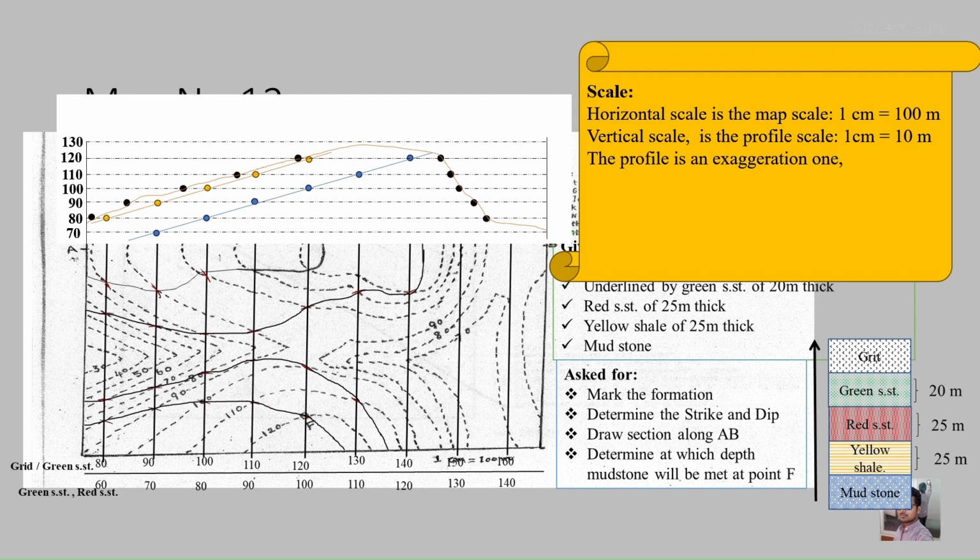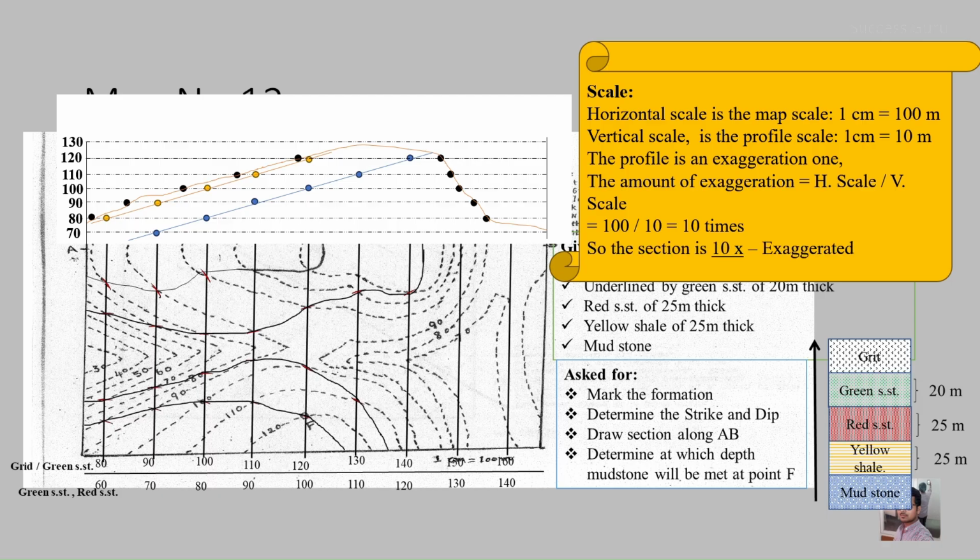So we have to find the amount of exaggeration. So we have to mention how much it is exaggerated. So to find the amount of exaggeration, there is a formula, that is the amount of exaggeration is equal to horizontal scale by vertical scale. Here horizontal scale is 100 and vertical scale is 10, so we will be getting 10 times. That is, this profile has been vertically exaggerated 10 times.